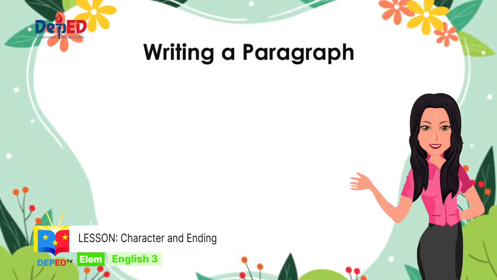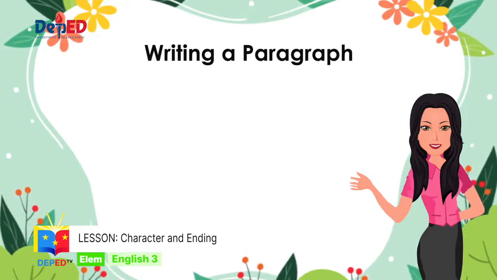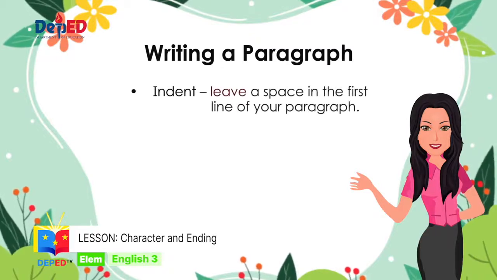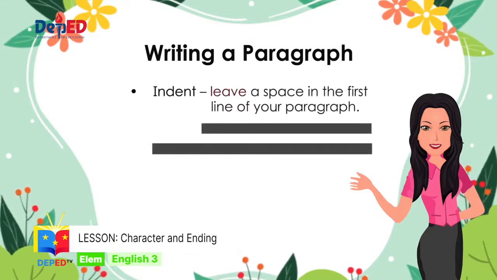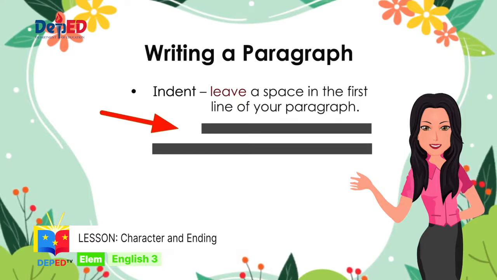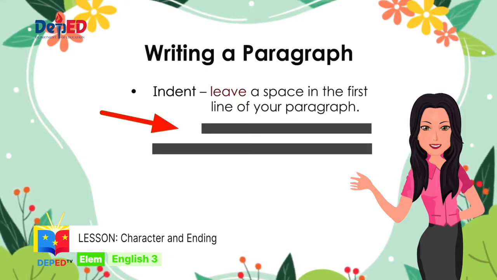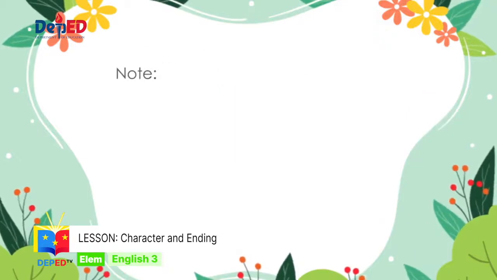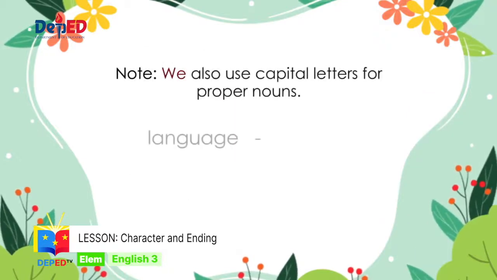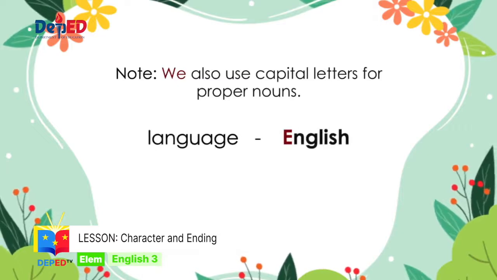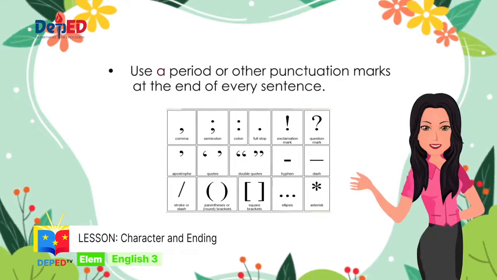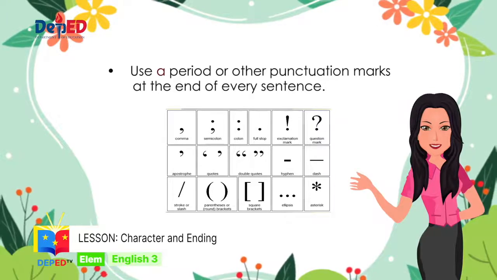In writing a paragraph, it is also important to take note of the following. Indent. Leave a space at the first line of your paragraph. Use capital letters at the beginning of every sentence. Note, we use capital letters for proper nouns. Use a period or other punctuation marks at the end of every sentence.